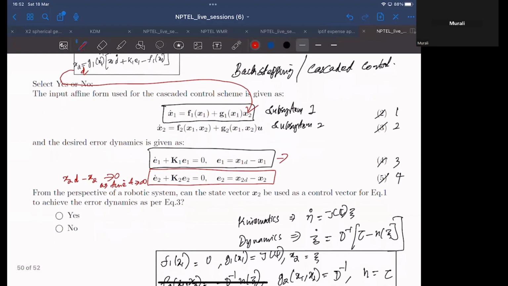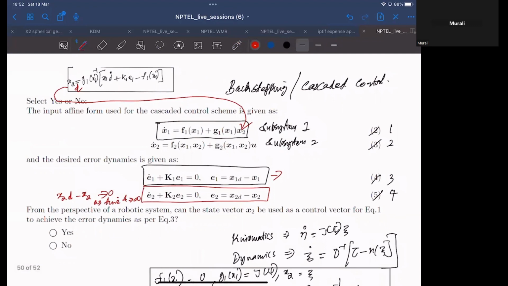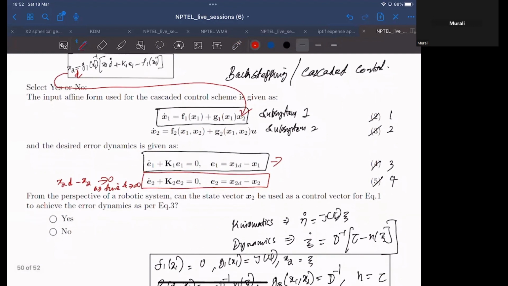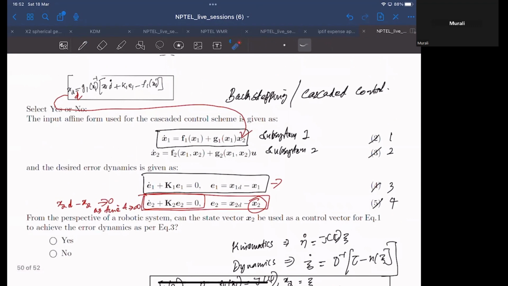And using the second subsystem, similar to what we did for the first subsystem, we would find out the control input so that this error dynamics can be satisfied. I hope that is clear. I'll repeat this once again.